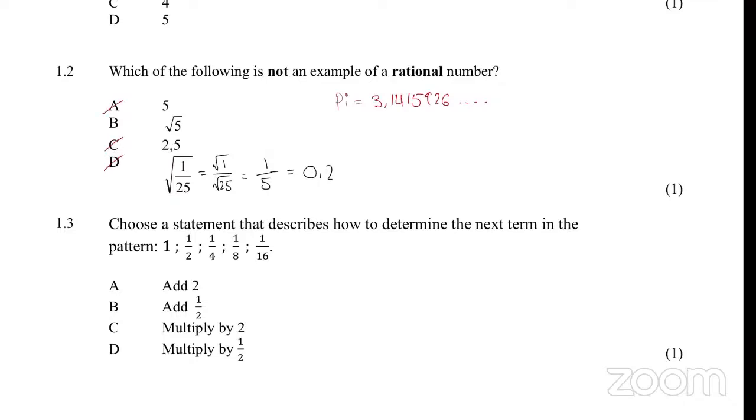Alternatively, you could substitute the square root of 1 over 25 into your calculator, but it's better to revise your surd rules at the same time. However, if we look at B, this is the obvious option, but we can put square root 5 in our calculator to double check, and square root 5 is going to give you an answer of 2.236067977... So this is our correct answer, B.